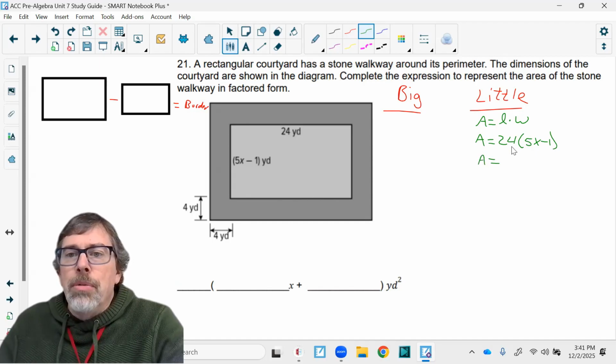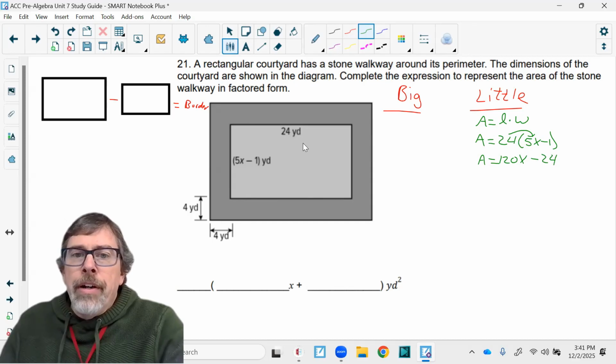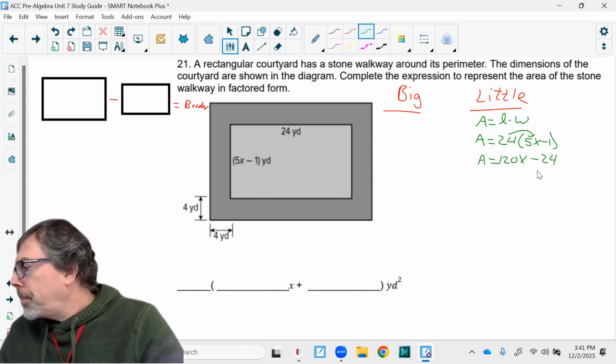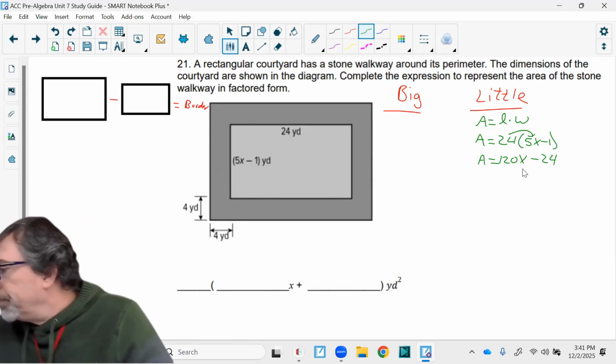When I distribute, I'm going to get 24 times 5x. 5 times 4 is 20. Carry the 2. 5 times 2 is 10 plus that 2 is 120. Minus 24 times a negative 1 is minus 24. So the area of this gray area inside is 120x minus 24. Okay.